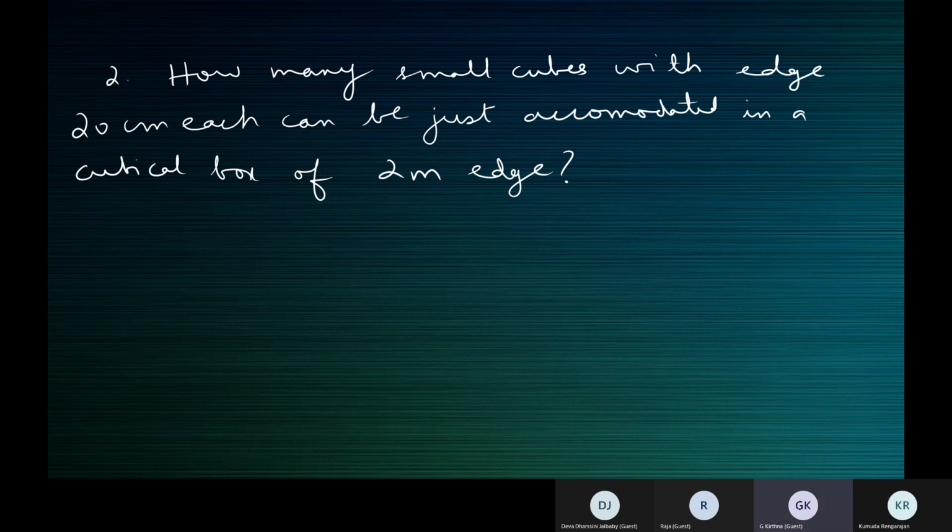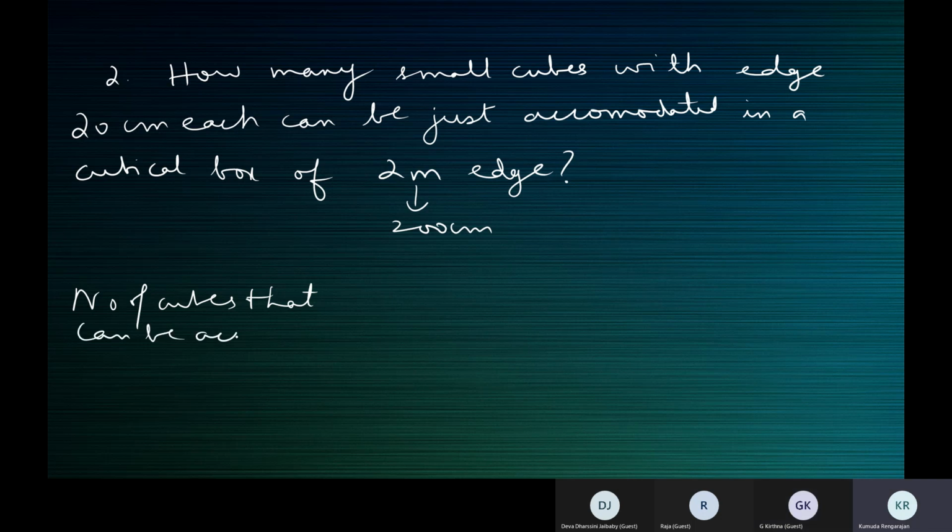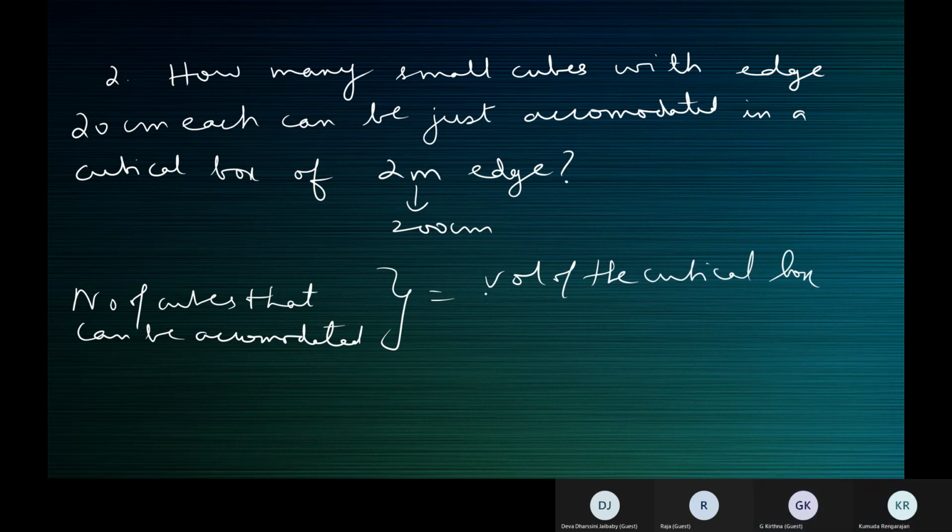Ma'am, I got the answer, ma'am. Tell me. 1,000 cubes, ma'am. Yeah, read out the steps from the beginning. So I converted the 2-meter edge of the cubical big box into 200 centimeter. Okay, correct. So number of cubes that can be accommodated is equal to volume of the cubical box divided by volume of the small cube. Very good. Volume of one small cube.